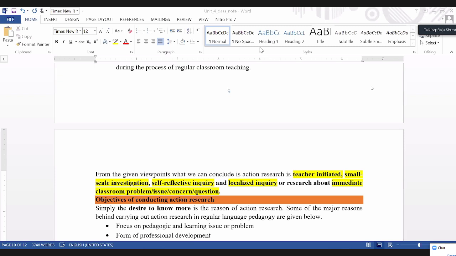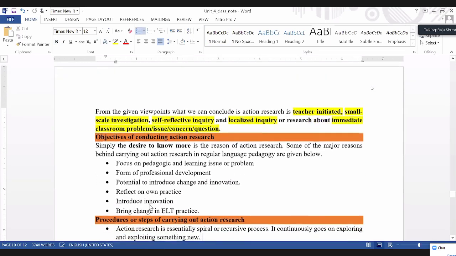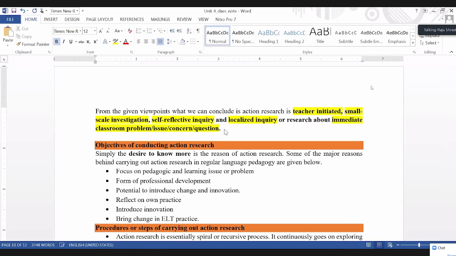Okay. Now let's go ahead. What are the objectives of carrying out action research? Why do we carry out action research? There are a few points I have mentioned. Simply we carry out to know, desire to know more.